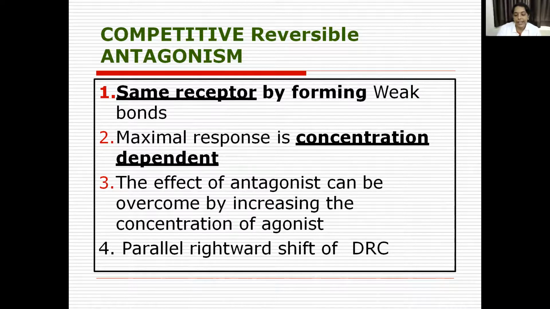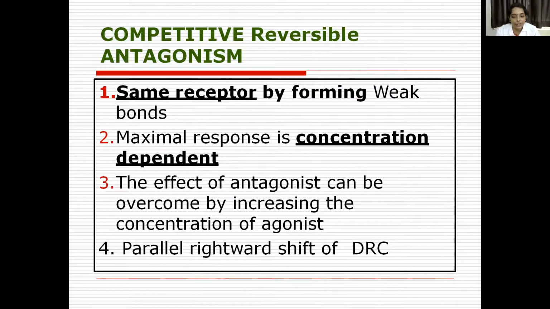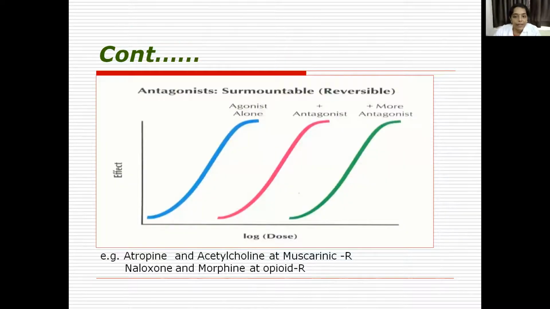Now if you see the DRC here, there will be a parallel rightward shift. It's shifting towards this side. Here this first DRC is the DRC for the agonist alone. Examples of this are atropine and acetylcholine at the muscarinic receptor. One more is naloxone and morphine at the opioid receptor.